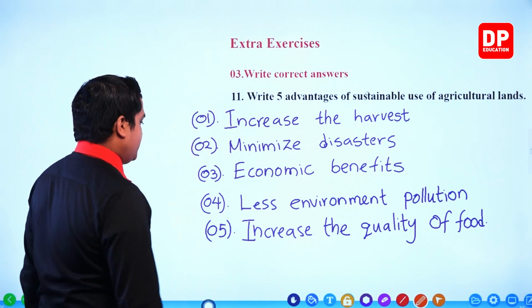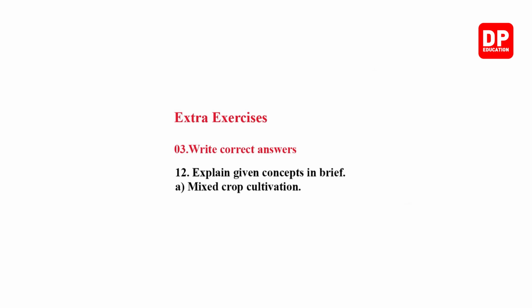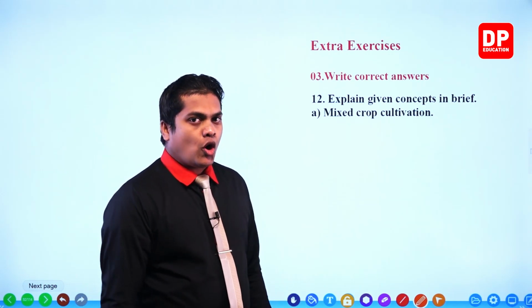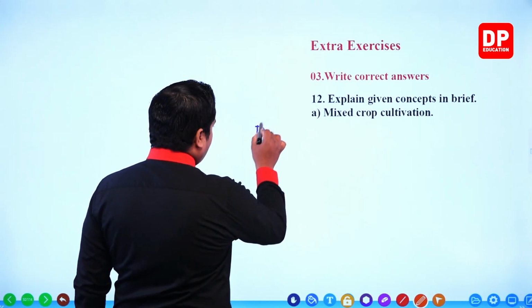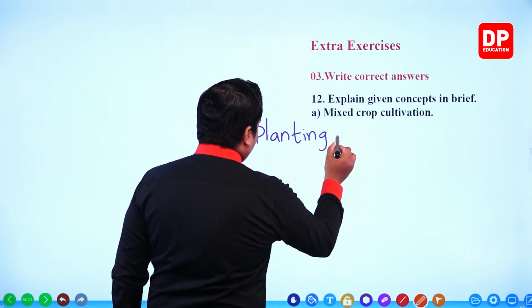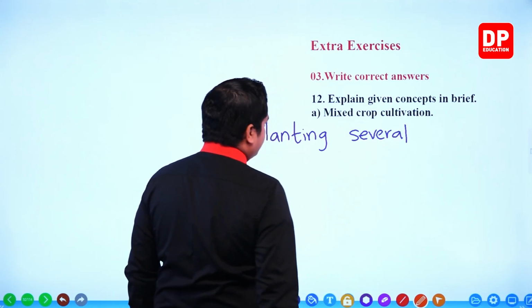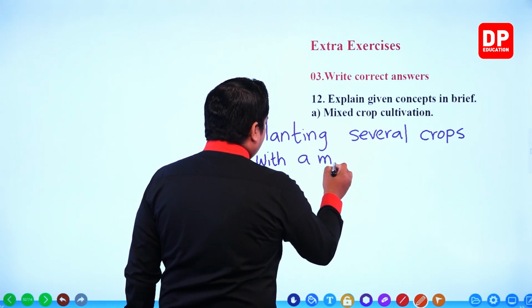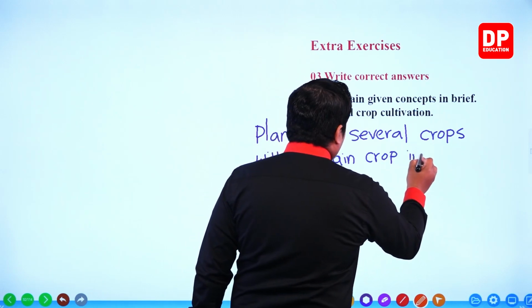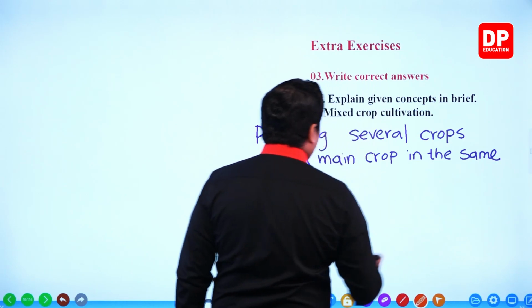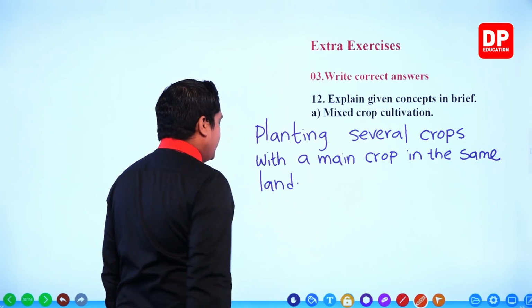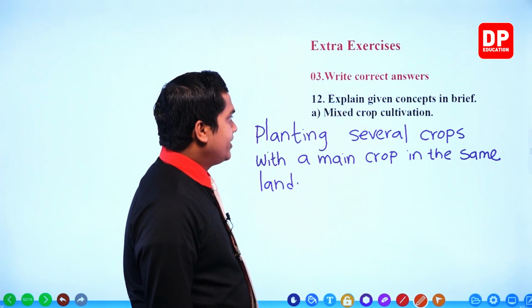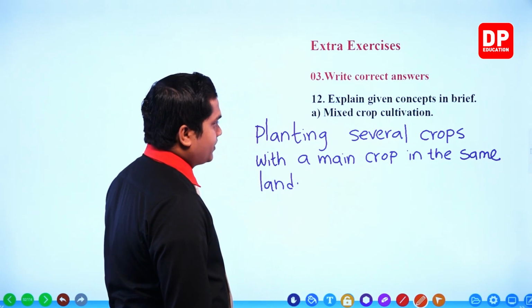Okay, right then. The next question. Explain given concepts in brief. Mixed crop cultivation. So mixed crop cultivation means planting several crops with a main crop in the same land. So we can write planting several crops with a main crop in the same land. So planting several crops with a main crop in the same land is called mixed crop cultivation.